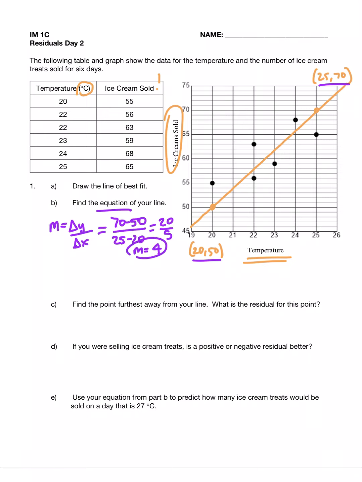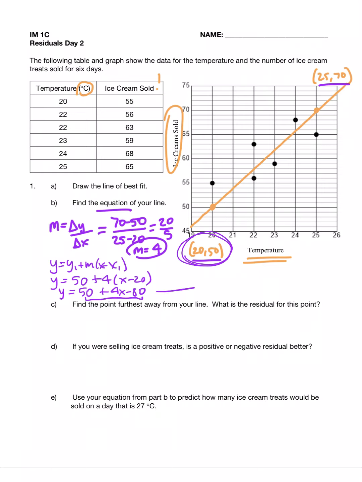Now all I need, in addition to slope, is the point-slope equation, which looks like this. I'm going to use the slope that I just found along with this ordered pair. So here we go. y is equal to 50 plus m times x minus the x. I'm going to distribute and combine some like terms. So 4x minus 80. These two terms are like terms, and this is going to be the equation we use for the rest of this worksheet. It's going to be 4x minus 30.